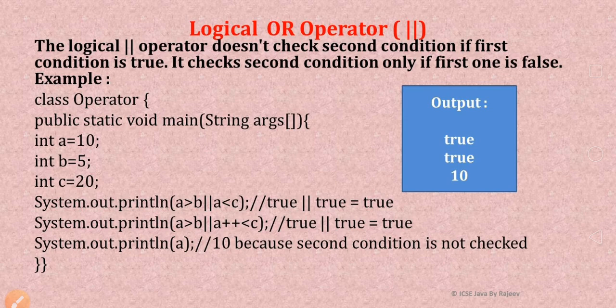Now second SOP, A greater than B, 10 greater than 5, again it is true. So it will not check for the second. Now if you compare this SOP statement with the previous example, A plus plus less than C will not be evaluated. So that's why when I print the next SOP statement, A will be printed as 10, not 11, because this part will not be evaluated. Because of this, it will be printing A equal to 10.